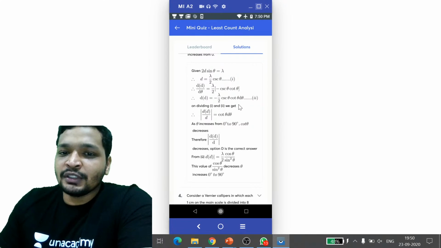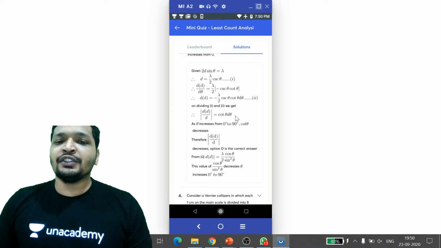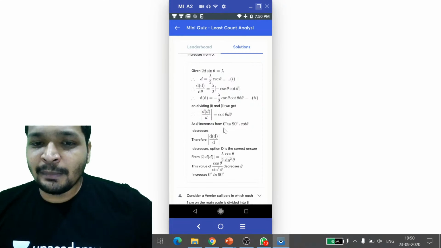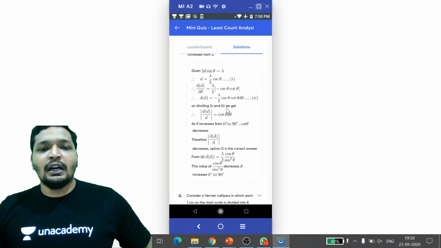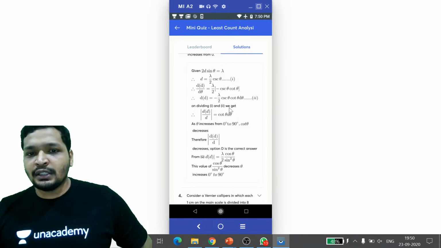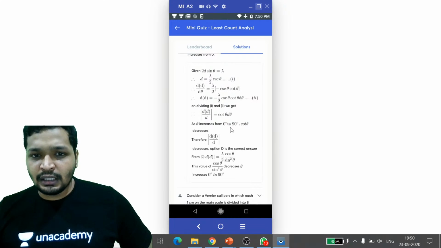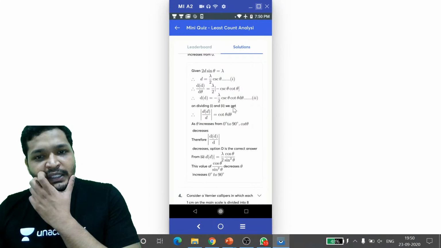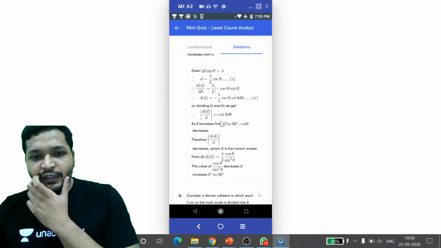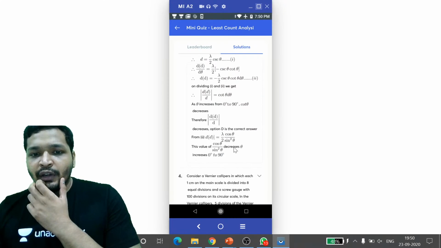Our plan was to keep it to about 1 minute 20 seconds, so that you find the shortest way to do the quiz. For example, the second question could have been done faster. Even this question you could have done faster, just analyzing d by d theta, and then you get cot theta d theta. They have taken it in terms of d by d theta, which makes more sense, and you could have done it simply as well.